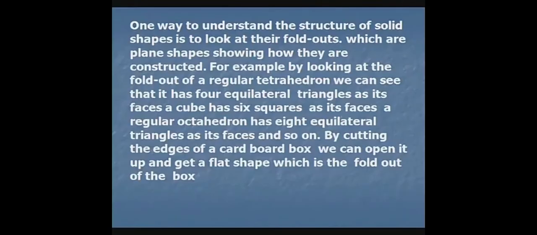Okay, now see. The important point is that one way to understand the structure of solid shapes is to look at their fold outs, which are plane shapes showing how they are constructed. For example, by looking at the fold out of a regular tetrahedron, we can see that it has 4 equilateral triangles as its faces. A cube has 6 squares as its faces. A regular octahedron has 8 equilateral triangles as its faces, and so on. By cutting the edges of a cardboard box, we can open it up and get a flat shape, which is the fold out of the box.